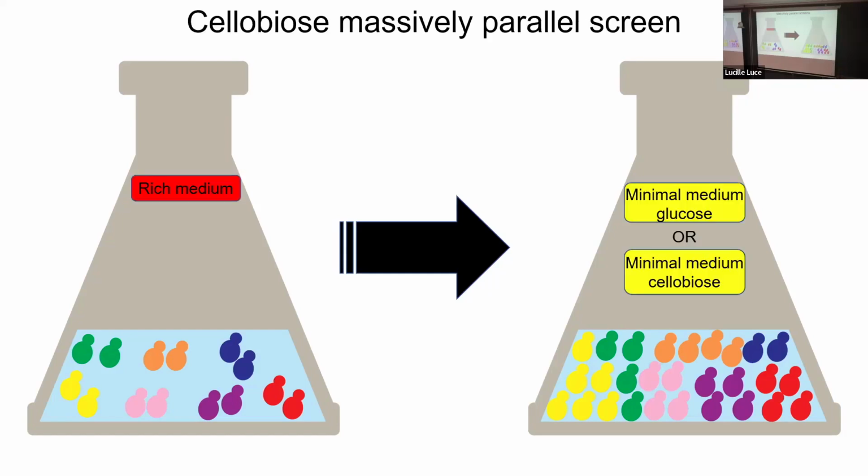So I just want to give you a really quick example of how we can use this in the lab. So we did an experiment where we took the library, we grew it up in rich medium, and then shifted it to medium in which either glucose was the sole carbon source or cellobiose, which is a breakdown product of the plant cell wall carbohydrate, cellulose, was the sole carbon source. And then we looked to see what strains were either over or underrepresented as compared to the rest of the population.